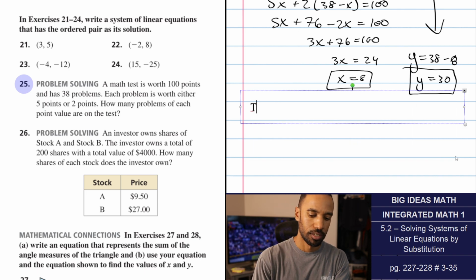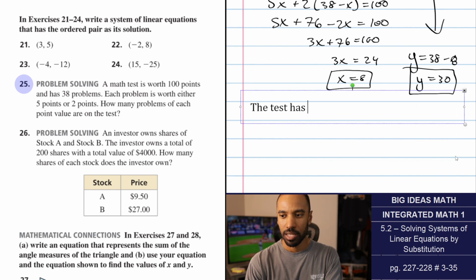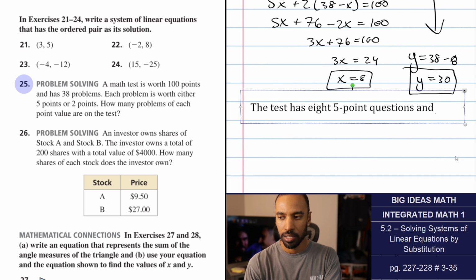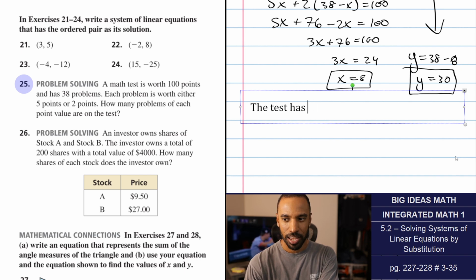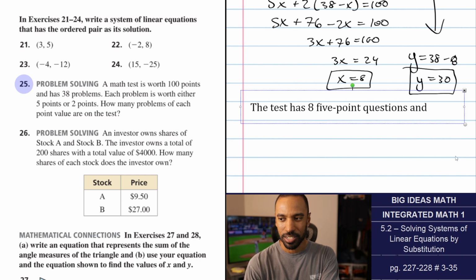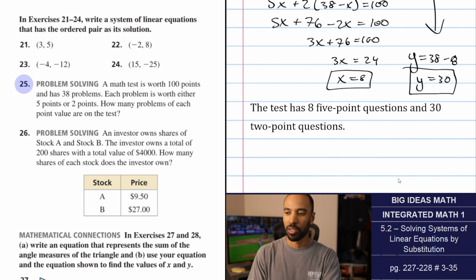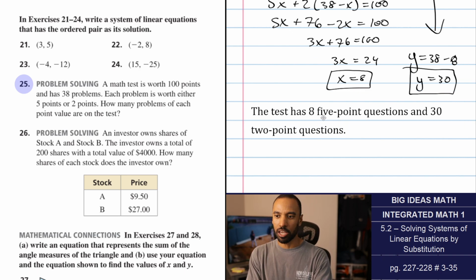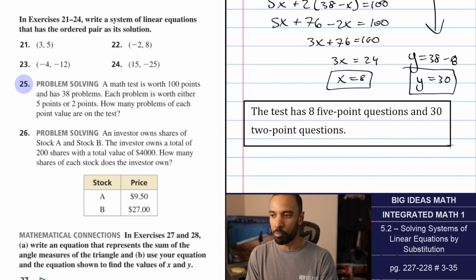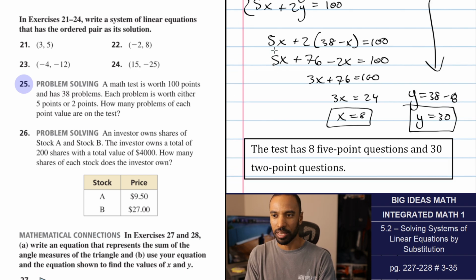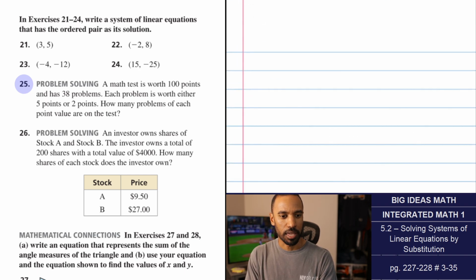The test has 8 5-point questions and 30 2-point questions. Okay. See, we do this for like basketball. Like, oh, you made this many baskets and then this many 3-pointers, this many 2-pointers. You could do things like that for these. Of course, I'll let them do the problems.